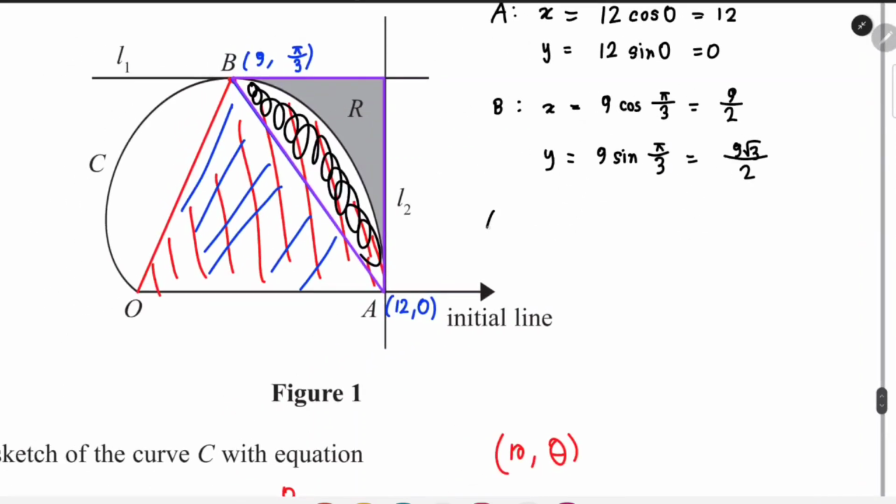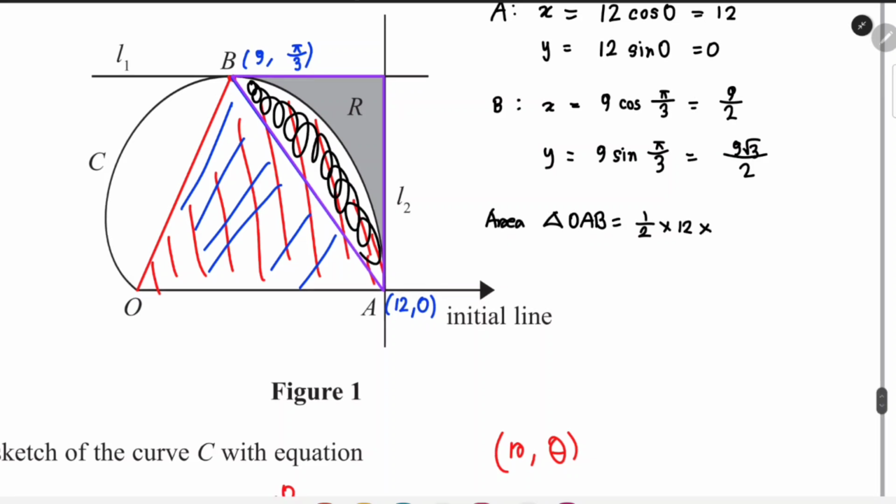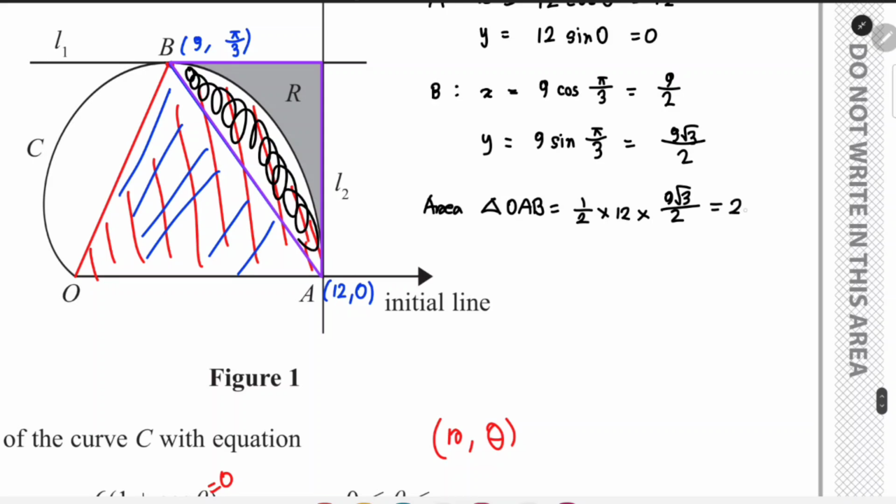So we can find the area of triangle OAB. It would be half into the base, which is 12, times the height, which is the y coordinate of B, which is 9 root 3 by 2. So this is just 27 root 3.